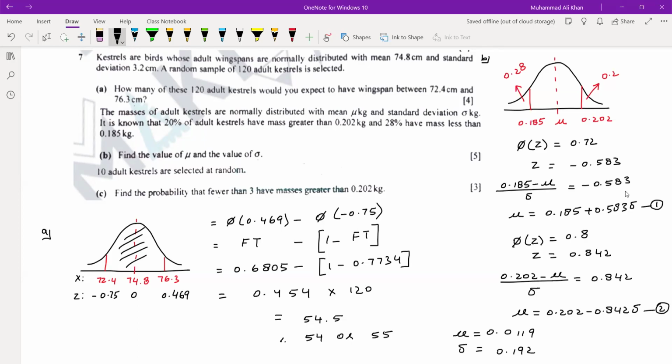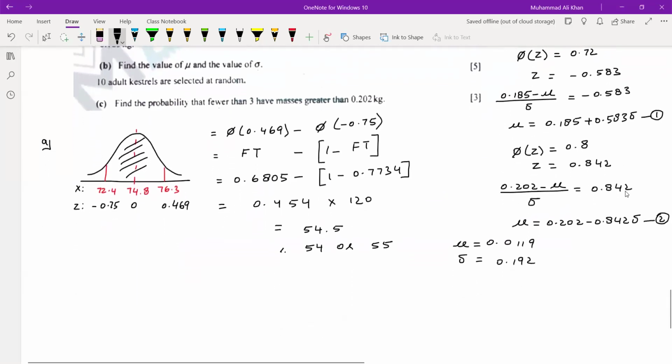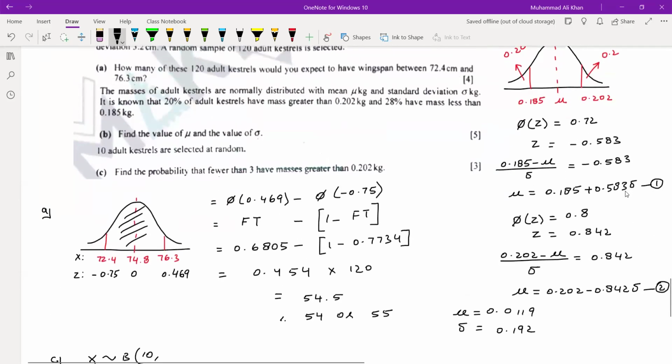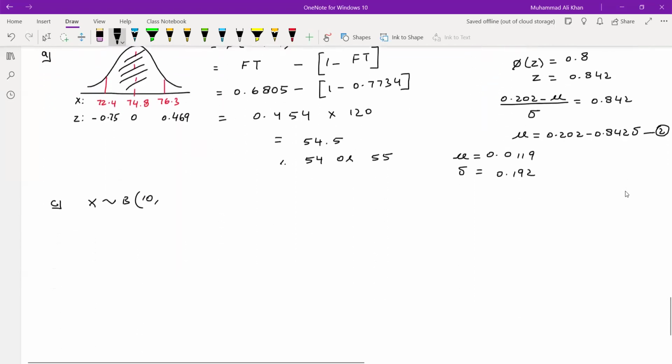Right? That was a question of 5 marks. Now, in part C, 10 adults are selected at random. Find the probability that fewer than 3 have masses greater than 0.202. It's a binomial question, X distributed binomial. The number of trials is 10. The probability of success, more than 0.202, is given in our question as 20%, which is 0.2. So P is 0.2.